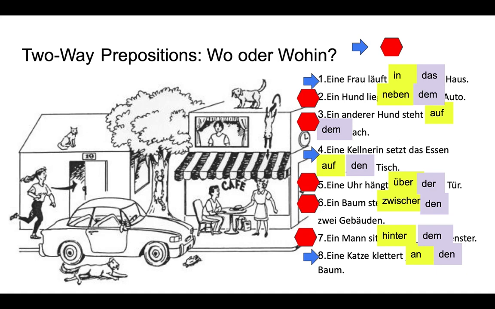Und Nummer 8, eine Katze klettert an den Baum. The cat's climbing up the tree. That's pretty clear movement. So an den Baum, that up and down kind of on, and we're using accusative because of movement, so der Baum changes to den.